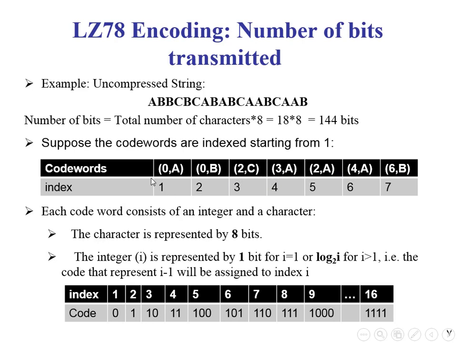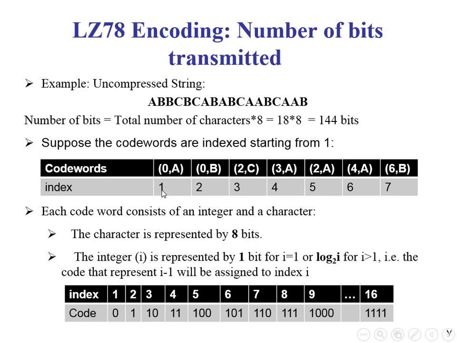We will encode this stream of integers and characters. First, the characters will be encoded by their ASCII code, which is 8-bit, so each character here will be encoded by 8 bits. The integers will be encoded by a number of bits depending on their index.